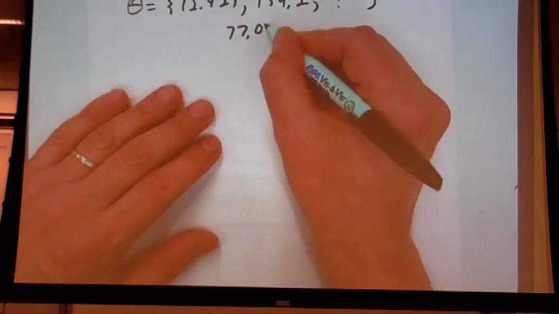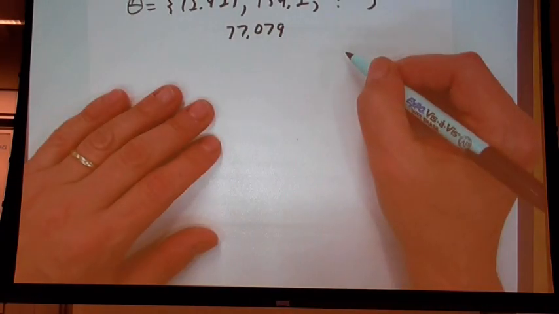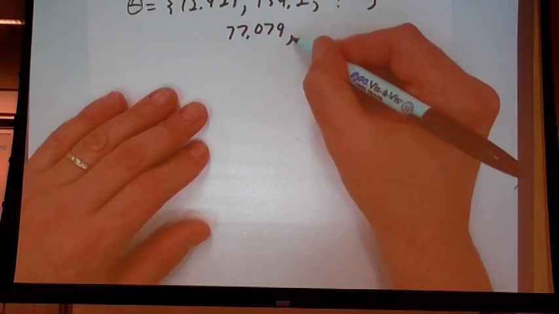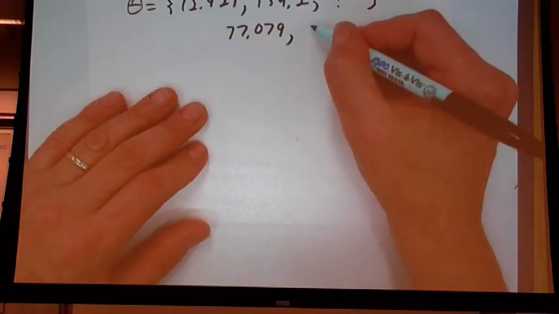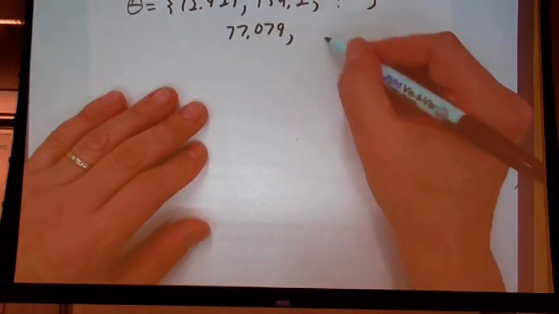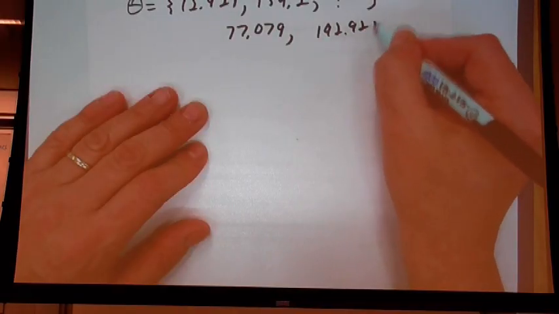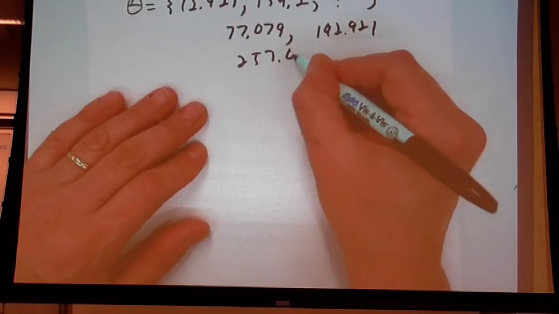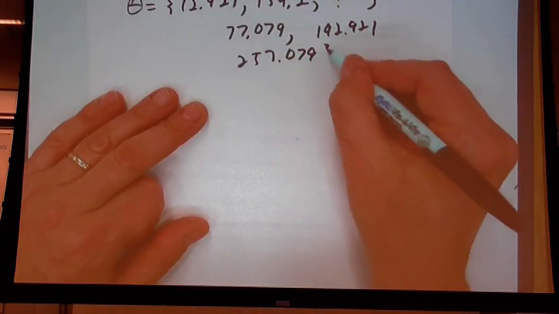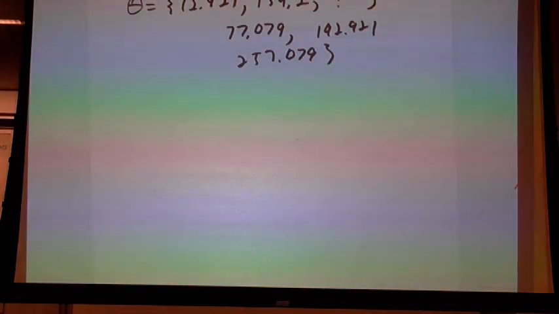77.079. Oh, wait, I have completely different numbers though. I got that one. Okay, so I got 12.921, 77.079, 192.921, and 257.07. I think that's a 9. Okay. We're approximating here. All right.